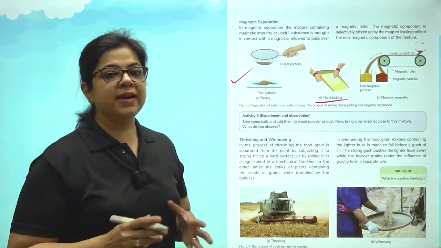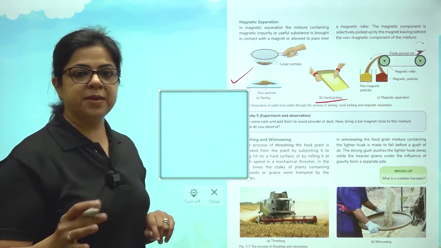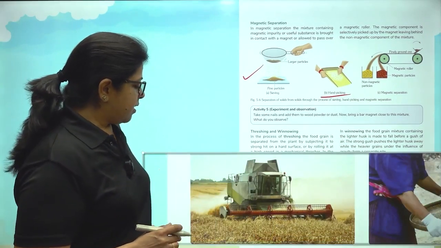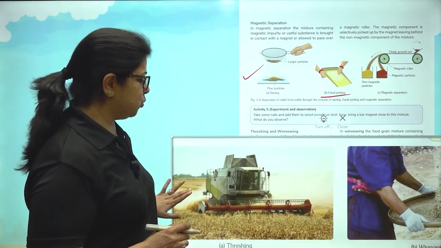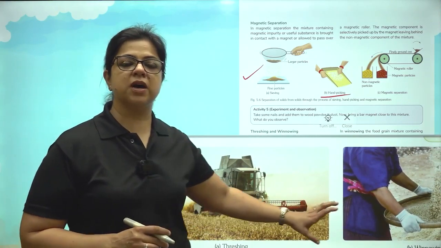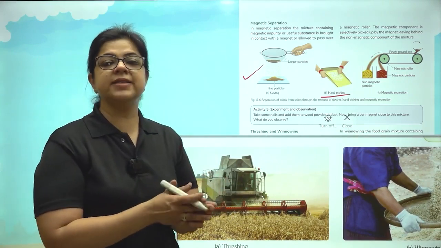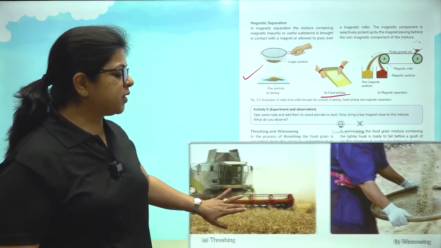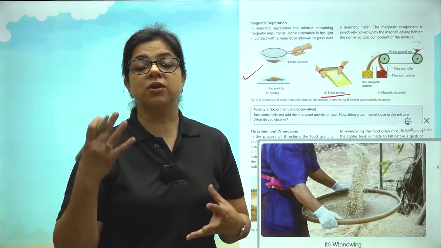Now, children, in agriculture, there are two very common ways of separating particles. When the grains are ready, what do the farmers do? The farmers do threshing. What is threshing? In threshing, the crops are removed from the field. After that, what is done? The grains are removed from the stalk. This is threshing. After threshing, some particles of the stalk remain with the grain.